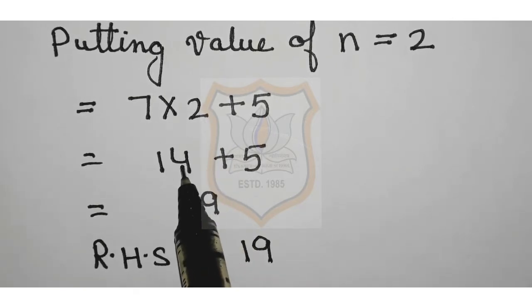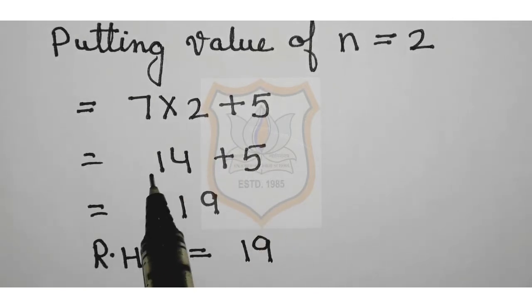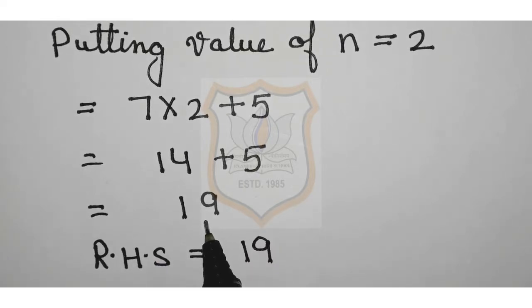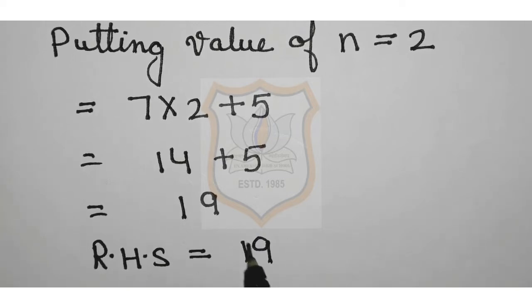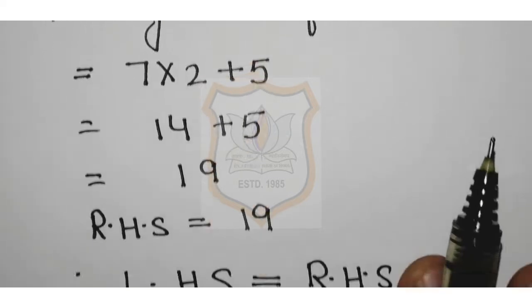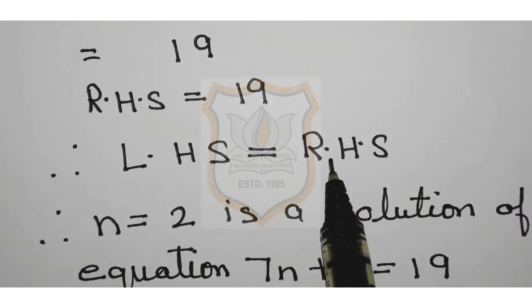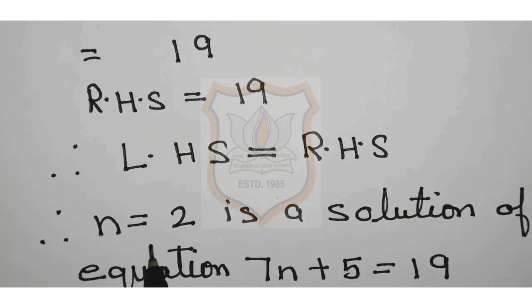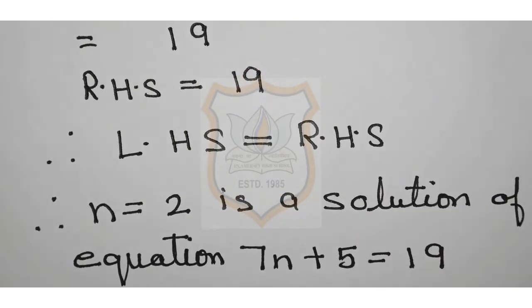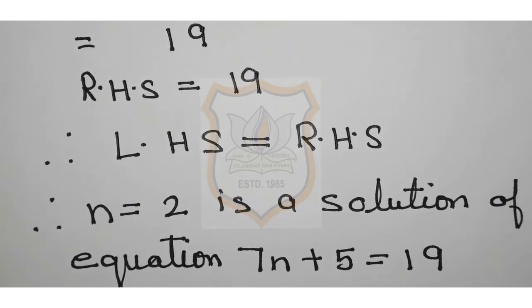7 into 2, that is equal to 14 plus 5. 14 plus 5, that is equal to 19. And our RHS is 19 given. So LHS is also 19 and RHS is also 19. So we will say that therefore LHS is equal to RHS. Therefore n is equal to 2 is a solution of equation 7n plus 5 is equal to 19.